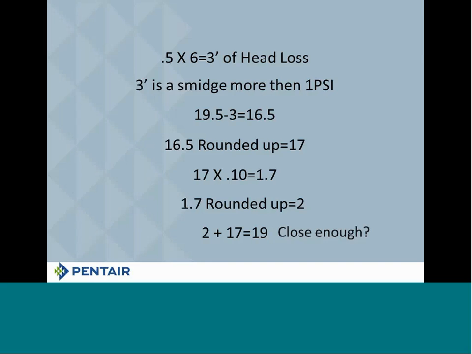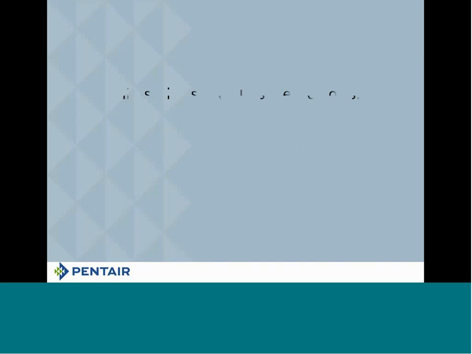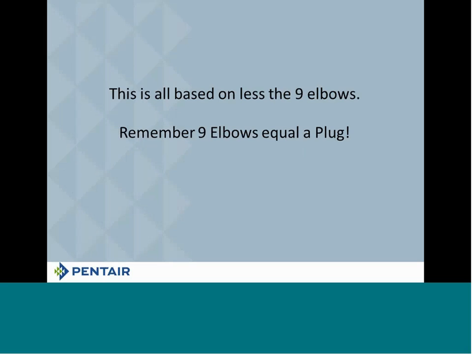However, there's one thing to take into consideration. All of this is based on what we call 9 elbows. Now, the reason that we're basing all of this on what we call 9 elbows is simply because of a fact. It's an old lesson that's been taught in plumbing for quite a while, and that is that 9 elbows equal a plug. Remember, if you got a plug, you're deadheading your pump. All right? So it's very important that we understand that.